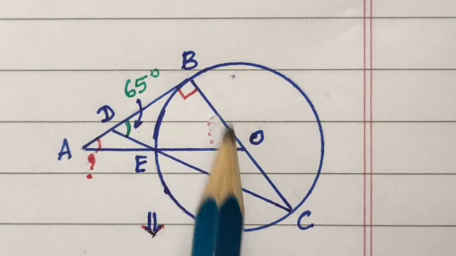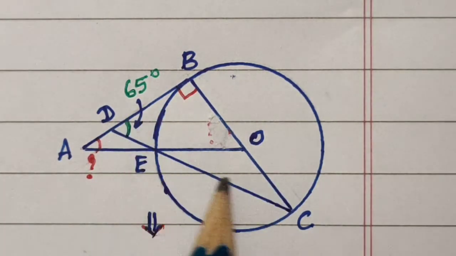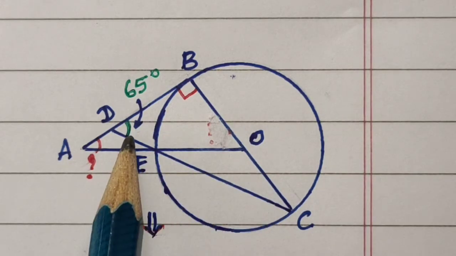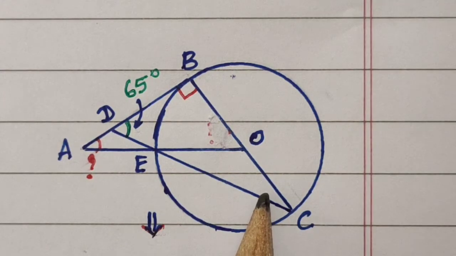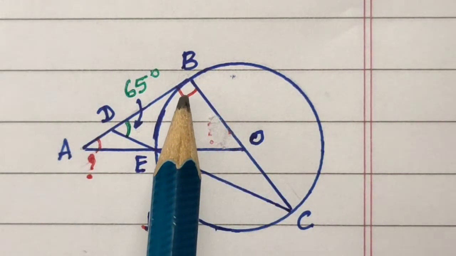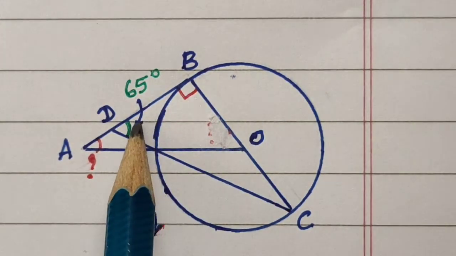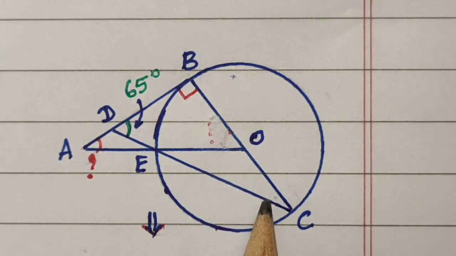If you consider this BCD as a triangle, we know that the sum of the interior angles of a triangle is equal to 180 degrees. Once you know this as 65 and this is 90, we can easily find out this. So that will be 180 minus 65 minus 90, which gives 25 degrees. This is 25. We are taking this triangle, and once you know two angles of a triangle, the third can be easily found out. That is 180 minus 65 minus 90, which is 25. So what can we see?